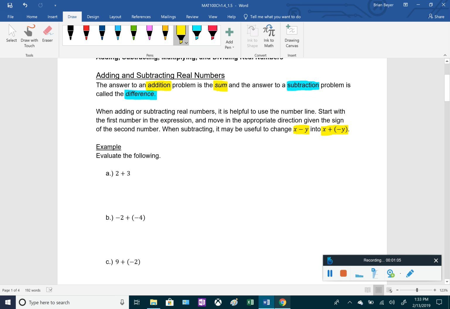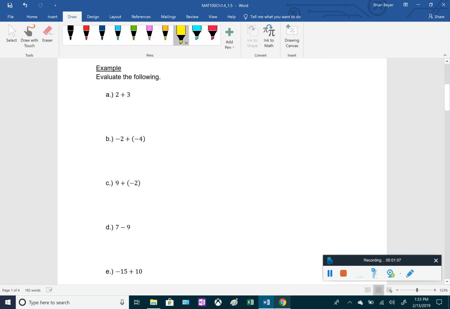So we'll start off easy, with just 2 plus 3. Obviously this is pretty simple, but I'm just going to draw the number line for it so we get an idea of what we'll be doing. Let's say this is 0, so I'm just shifting it over. 1, 2, 3. So here is 2.